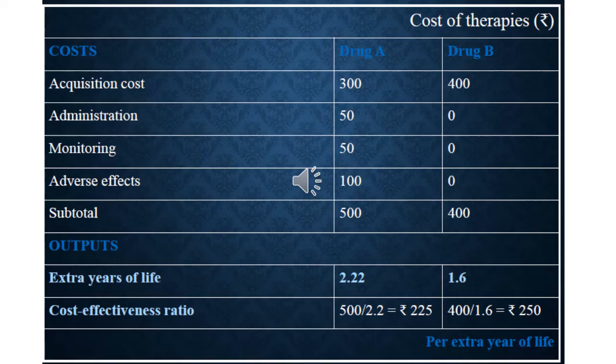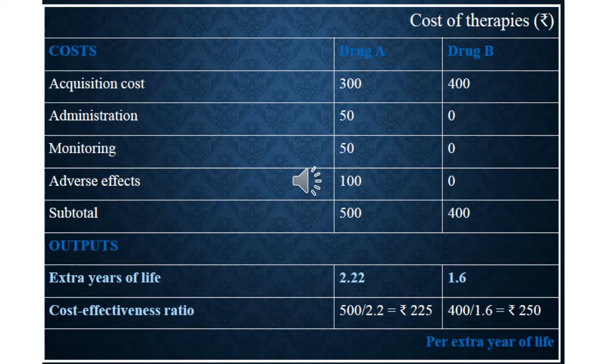So now let us understand this concept with the help of an example. You have drug A and drug B. You will notice that the total cost for drug A, including the cost of purchase, administration and adverse effects, is 500, whereas the cost for drug B is 400. Now if you have to consider the output, consequences are measured in natural units, which means extra years of life or the number of lives saved. So here it is extra years of life.